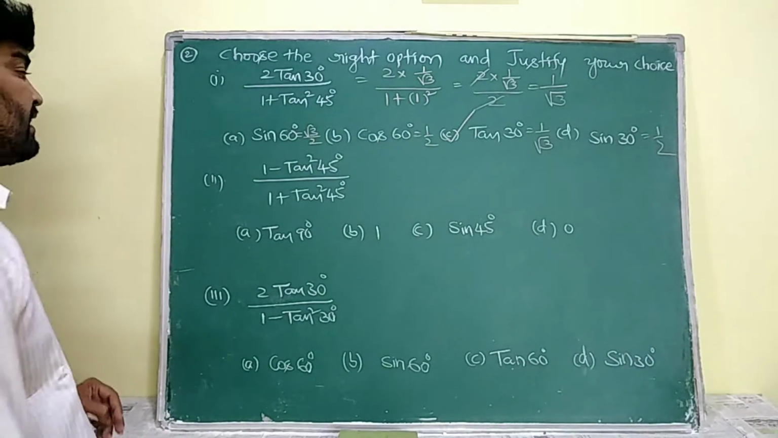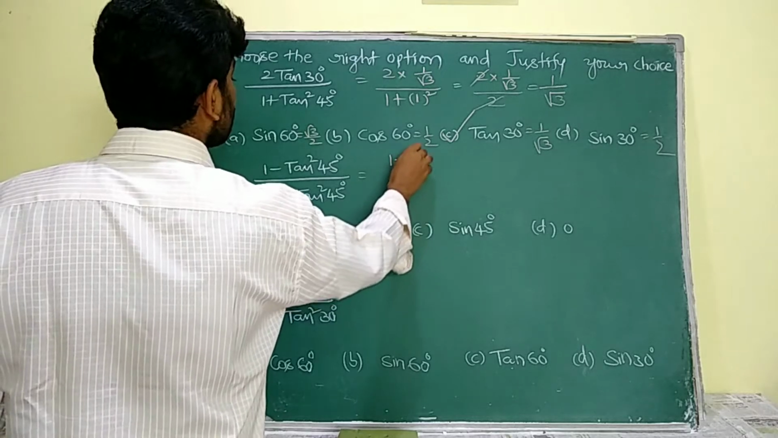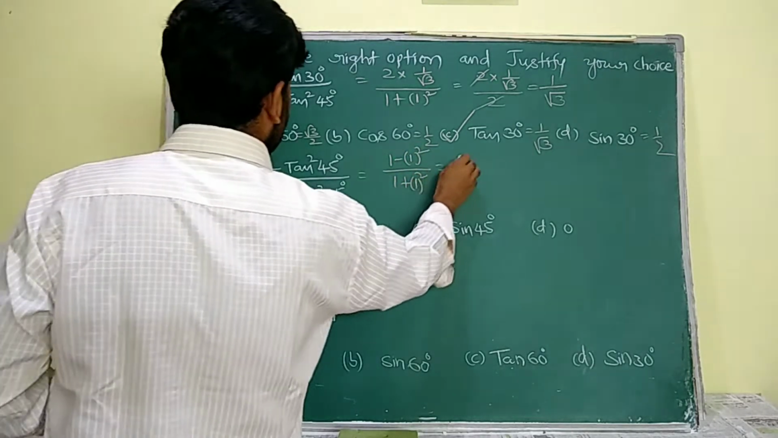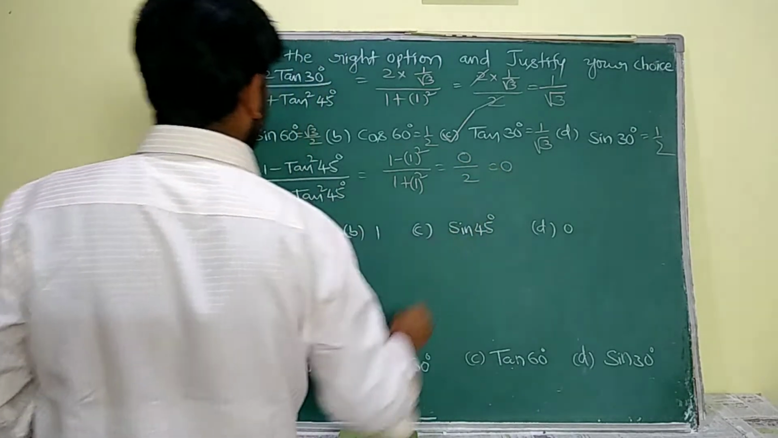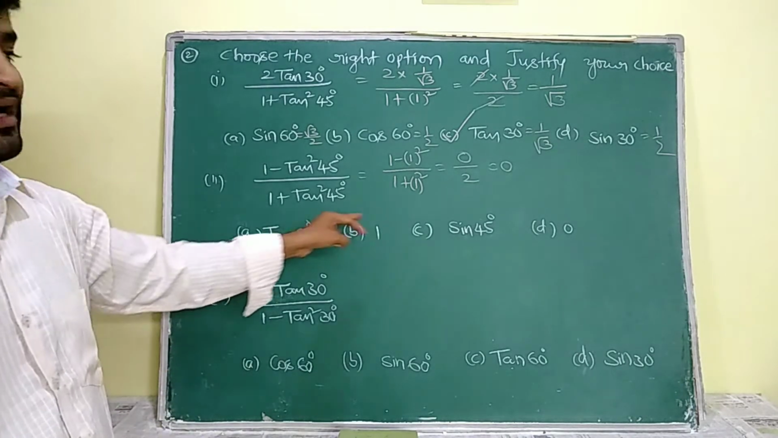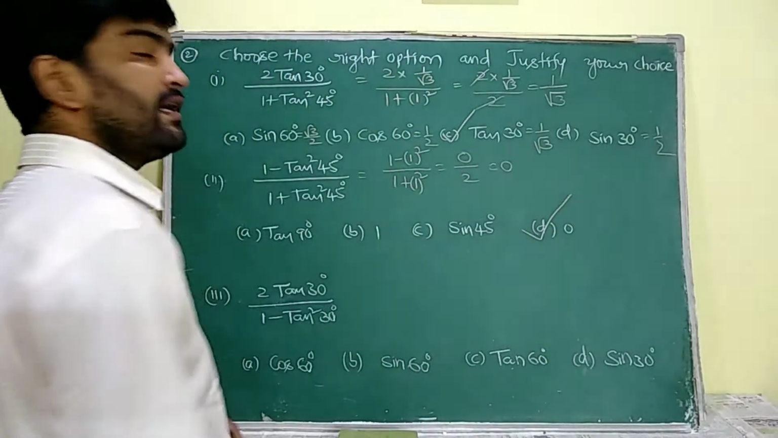Now similarly, 1 minus tan square 45, that is 1 minus 1 square by 1 plus 1 square. That is equal to 1 minus 1, which is 0, by 2, so it equals 0. So here you have to choose the option 0. That is nothing but our option D.